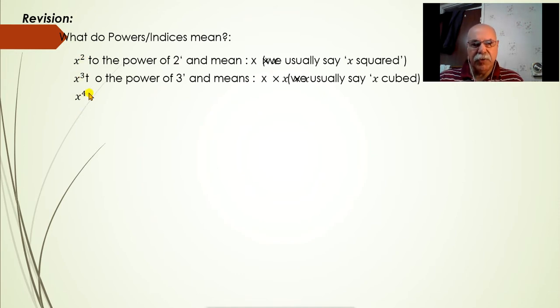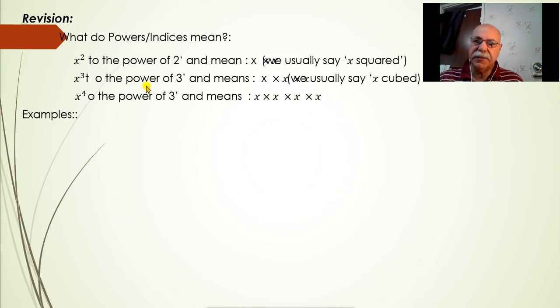X raised to power 4, meaning x times x times x times x. You see, x times x times x times x is usually said x to the power 4. Example: now we will start with examples to see how we say this in the revision.